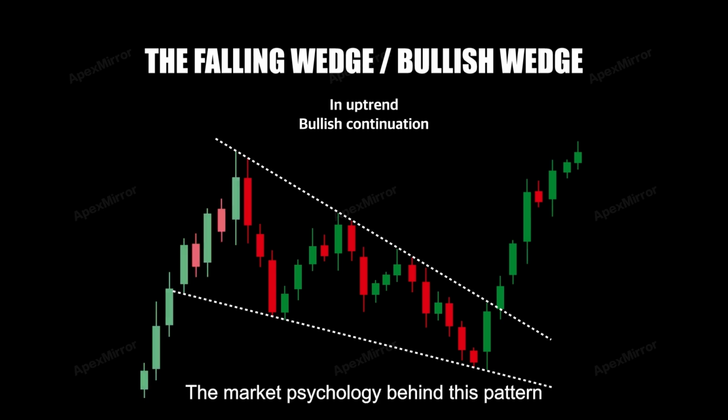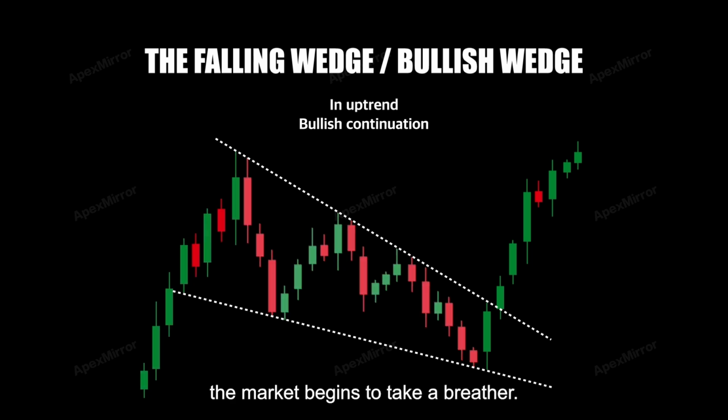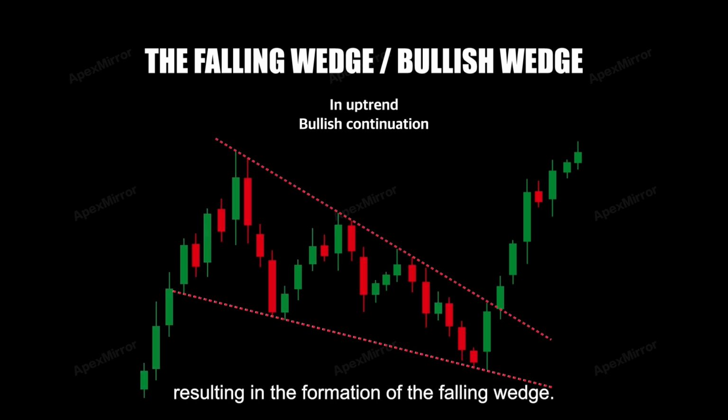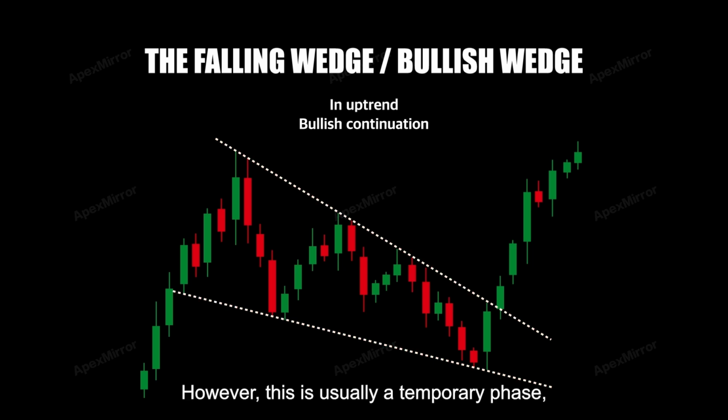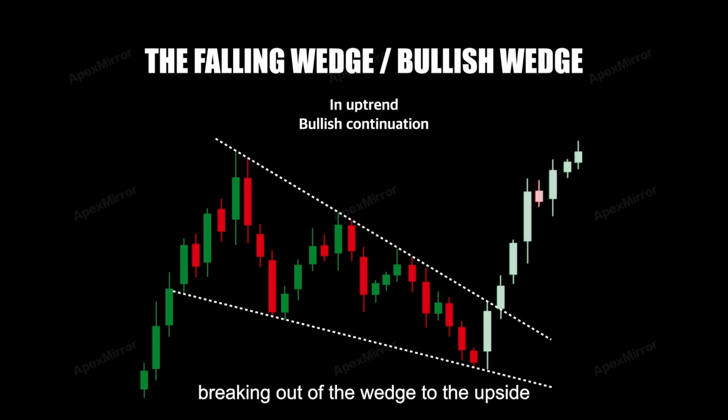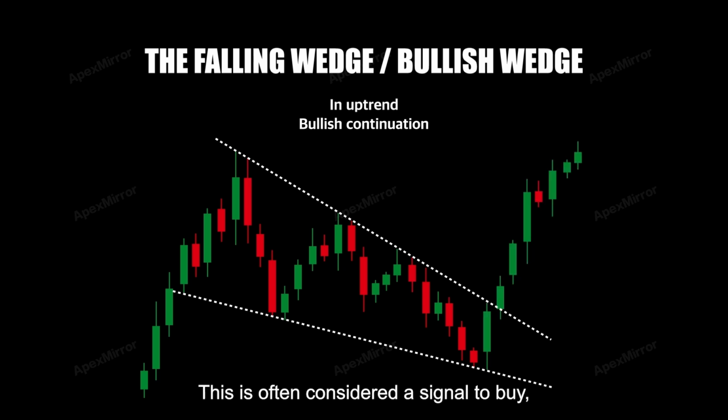The market psychology behind this pattern is that after a significant price rally, the market begins to take a breather. Sellers try to push the price down, resulting in the formation of the falling wedge. However, this is usually a temporary phase, and as the selling pressure begins to wane, the buyers regain control and push the price up again, breaking out of the wedge to the upside and continuing the prevailing uptrend. This is often considered a signal to buy, as it is anticipated that the price will continue to rise.